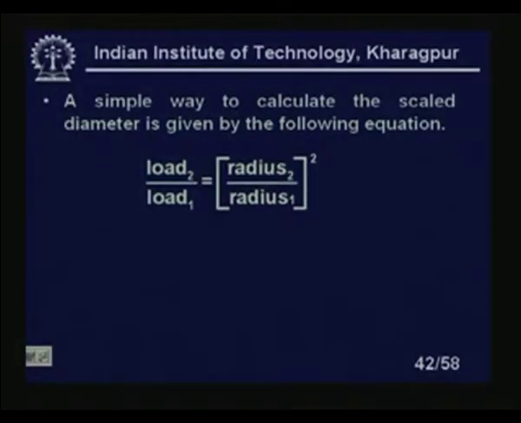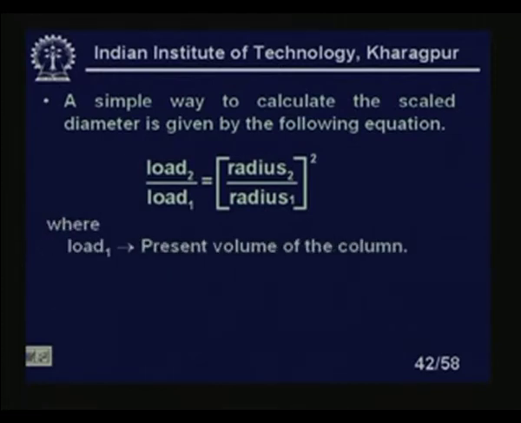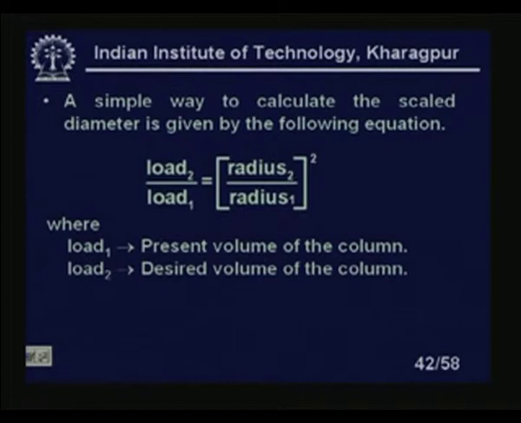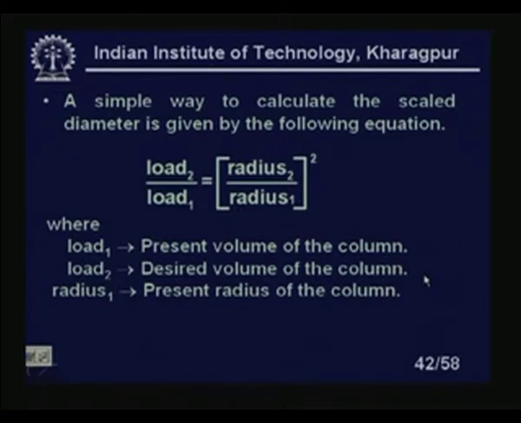Let us look at a simple way to calculate the scaled diameter, given by the following equation. We have load 2 upon load 1 equal to radius 2 upon radius 1, squared. What is load 1, load 2? Load 1 is the present volume of the column, and load 2 is the desired volume of the column. Radius 1 is the present radius of the column.